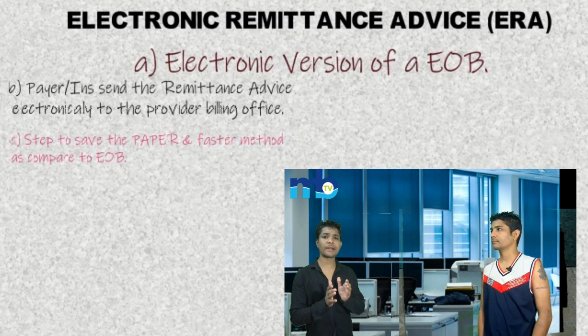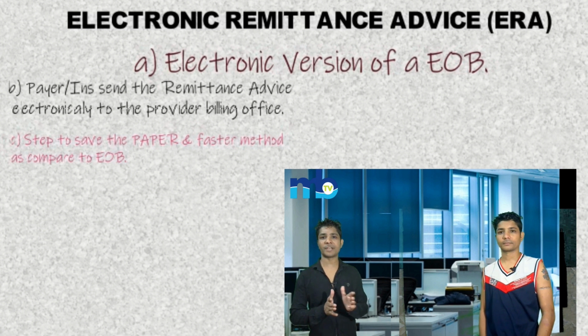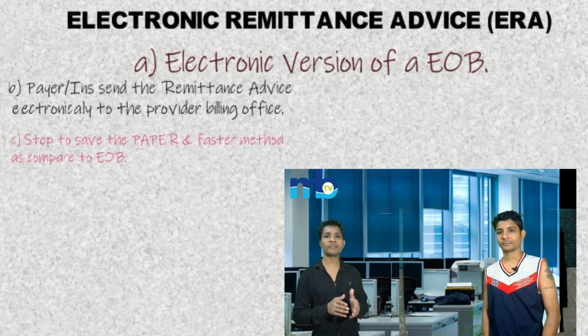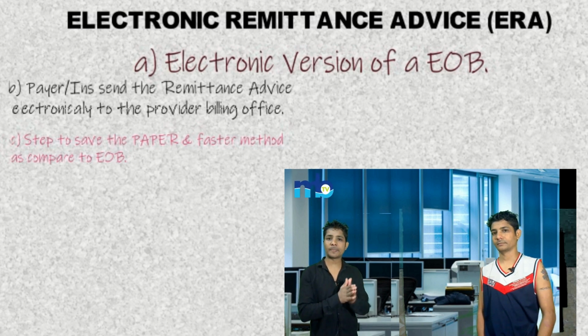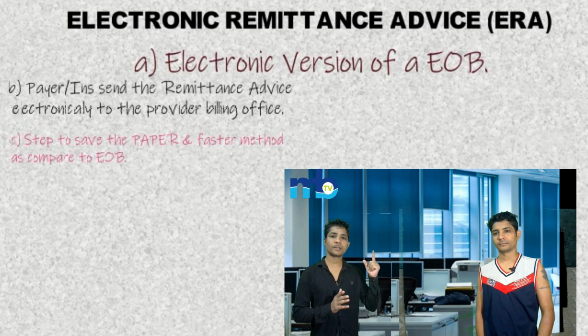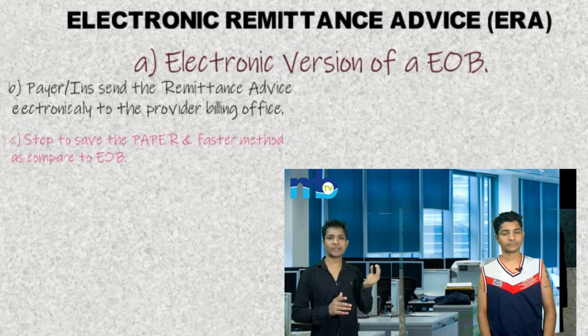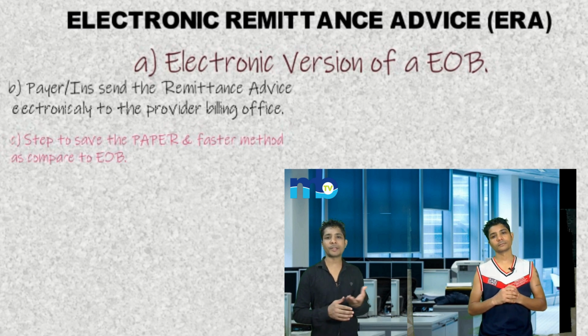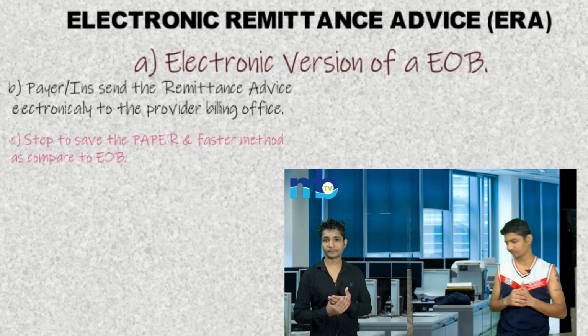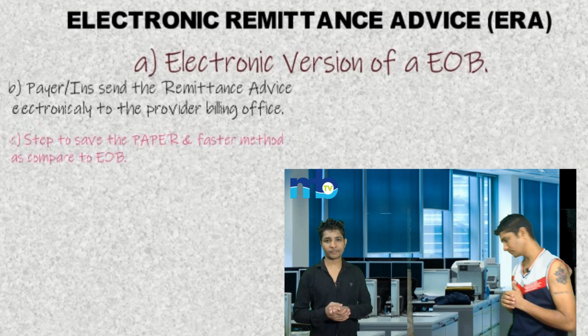It is comparatively faster than the EOB. We can receive it as they process and finalize the claim, and we can upload that information in our software. But when they mail it, it could take 2 or 3 days. Or there's a possibility that sometimes we can misplace it or miss that information. That is ERA.